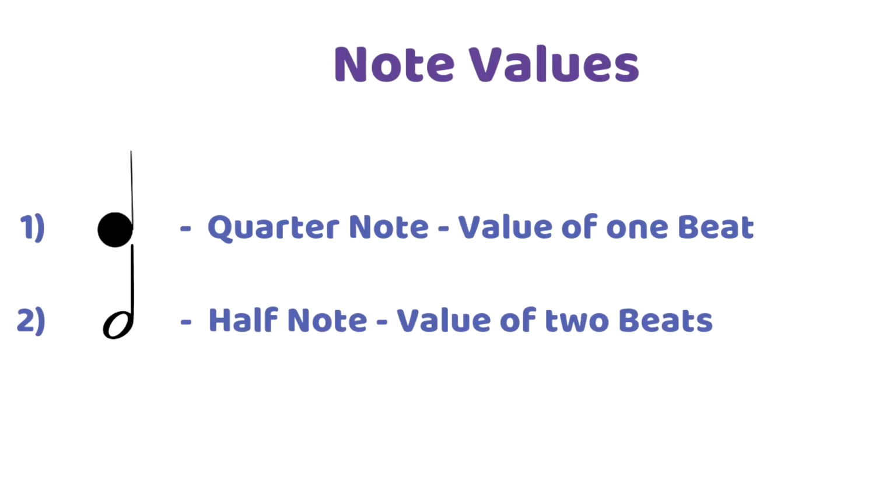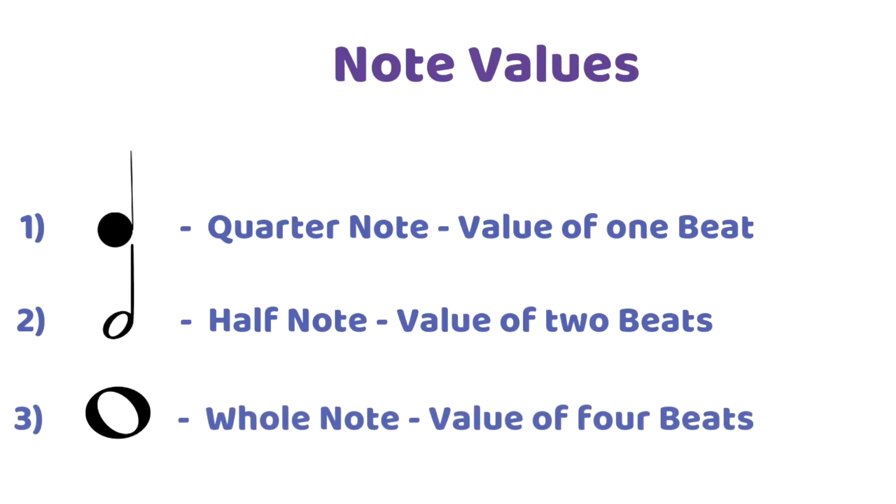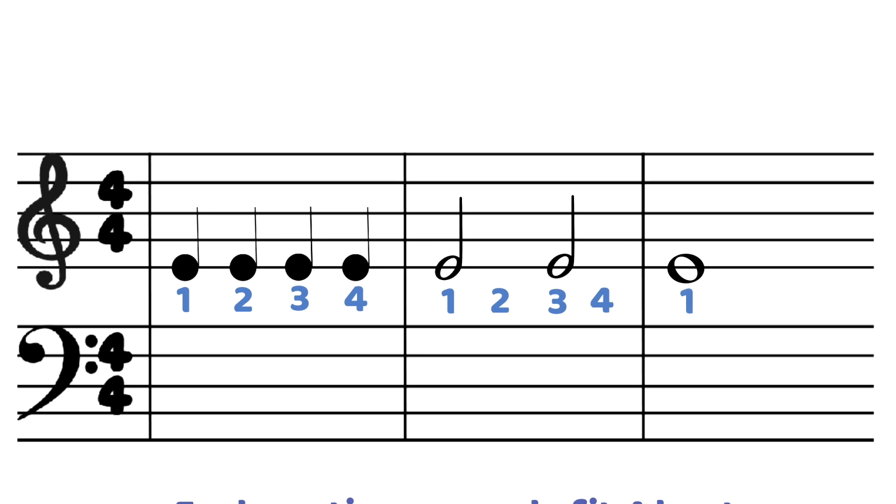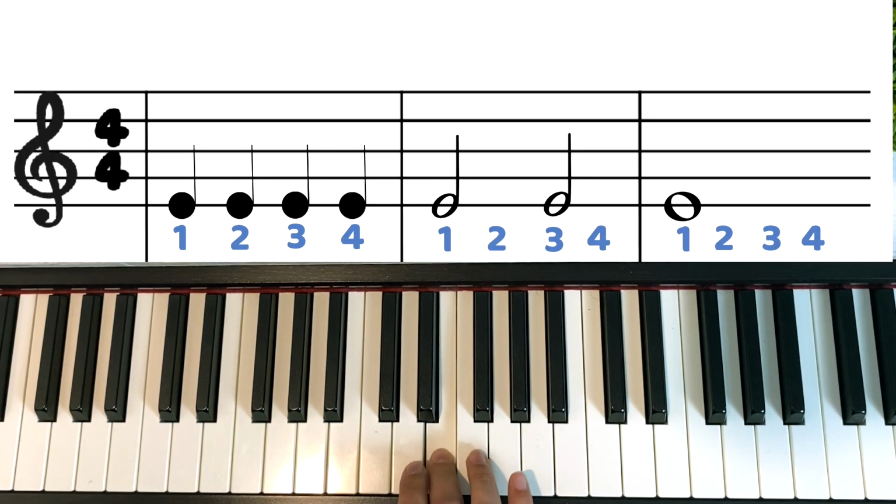And finally, we have a whole note. The whole note takes up 4 beats. So that means I could only have 1 whole note in a measure of music. I'm going to play what we have on the screen right now, and you'll see how it sounds. I'm going to count the beats as I play. 1, 2, 3, 4. 1, 2, 3, 4. 1, 2, 3, 4. Now that was kind of boring.